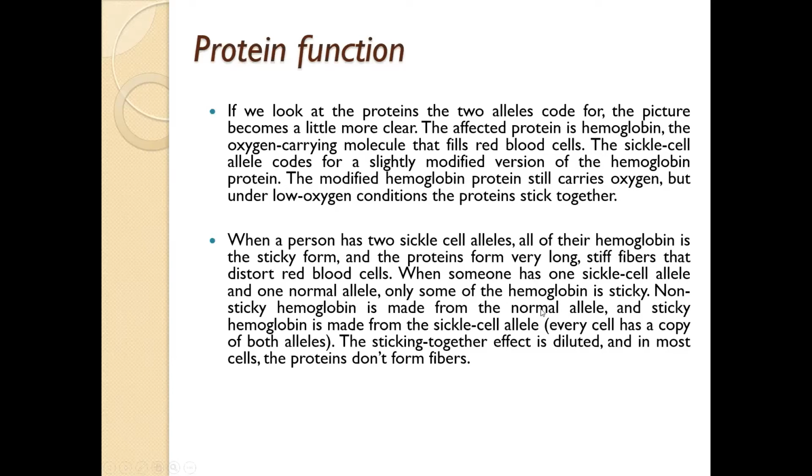That means they have a percentage of healthy hemoglobin and a percentage of sickle cell hemoglobin. Non-sticky hemoglobin is made from the normal allele, and the sticky hemoglobin is made from the sickle cell allele. Every cell has a copy of both alleles. That is why the sticking together effect is diluted by the presence of the healthy hemoglobin, and in most cells, the protein doesn't form any fibers.